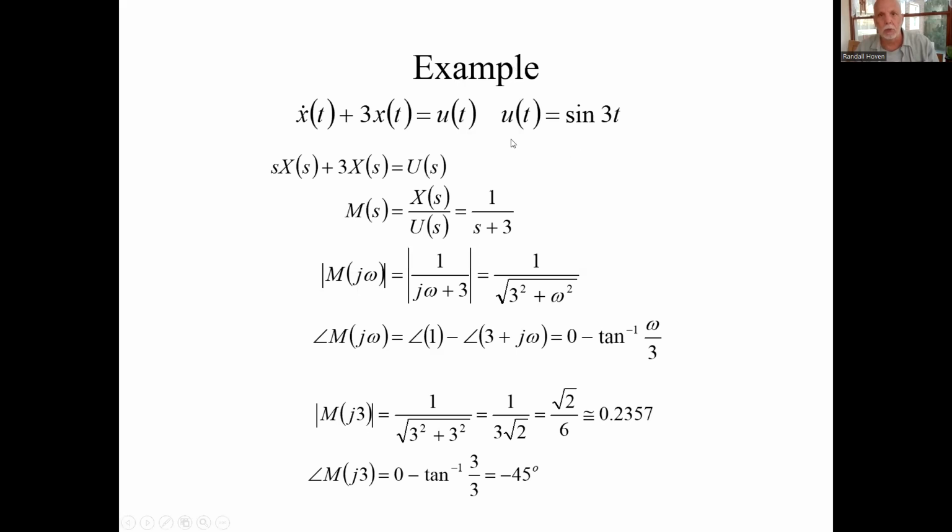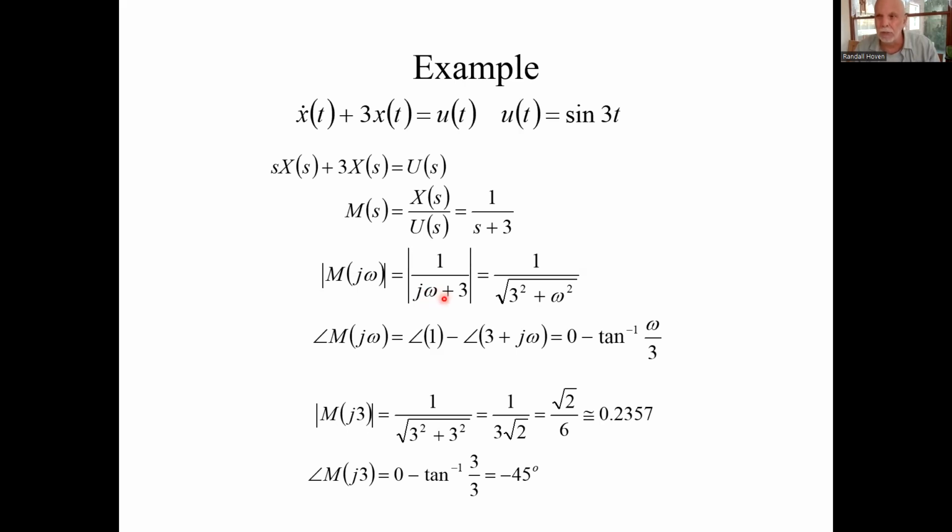Simple first order system. We're going to make that input a sine wave at a certain frequency. Transfer function is simple enough, 1 over s plus 3. So this magnitude is the magnitude, plug in j omega for this s, take the magnitude of it. The magnitude of a whole thing is the individual magnitudes. In this case, you've got a numerator over a denominator. So it'll be the magnitude of the numerator, which is just the real number 1, which is just 1, divided by the magnitude of the denominator.